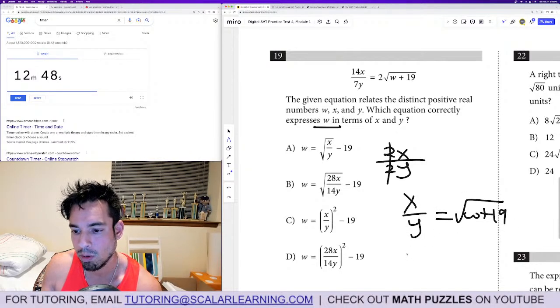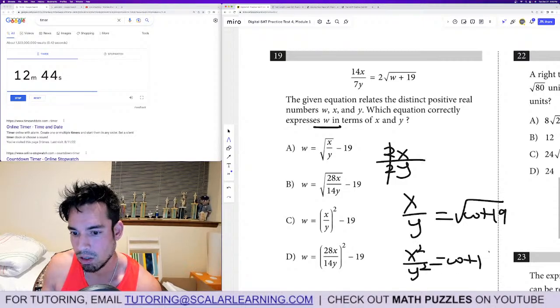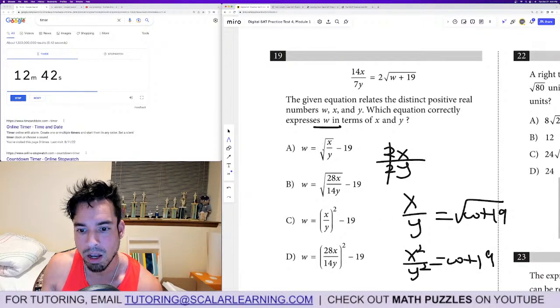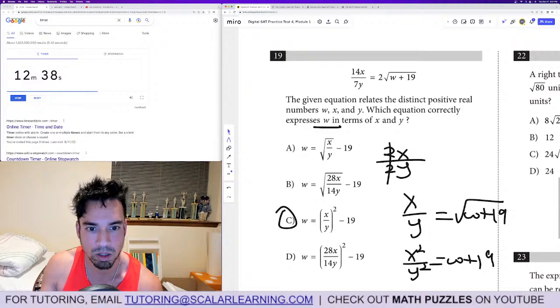Square both sides. x squared over y squared equals w plus 19, so I have to hustle now. And then I minus 19, so x squared over y squared, which is (x over y) squared, minus 19. C is the winner. Done.